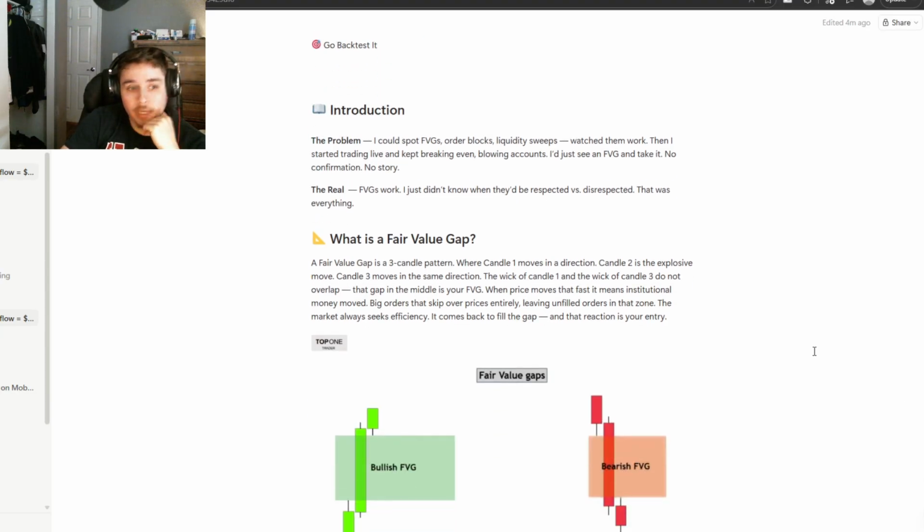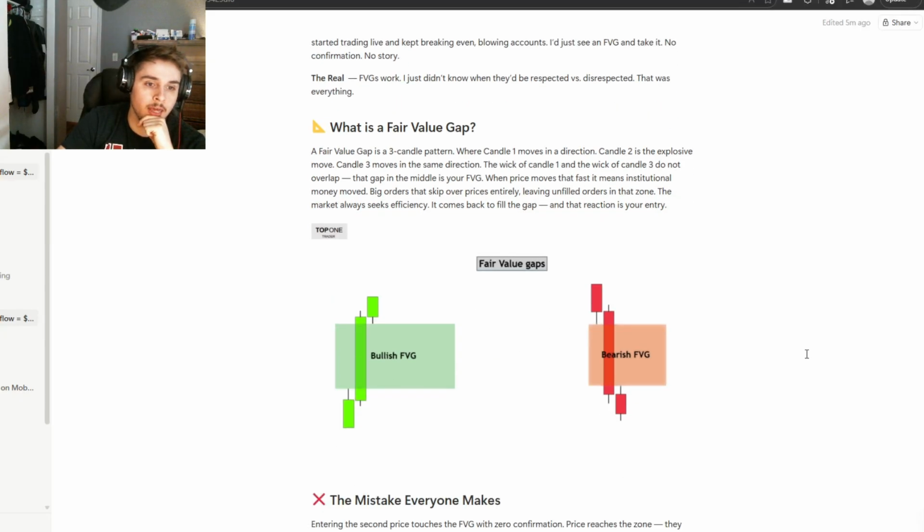If you guys are new to ICT concepts, it's pretty simple. It's a very simple thing. I suggest you train your eye to what this is, and then I'm going to show you an indicator that highlights it on your charts. We're going to go through the entire strategy here today. So let's start off with what a fair value gap is.